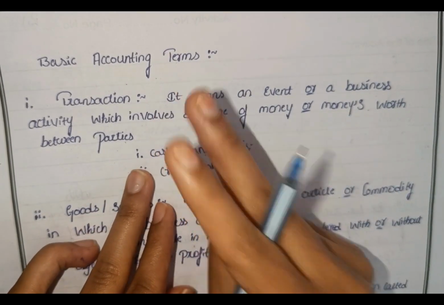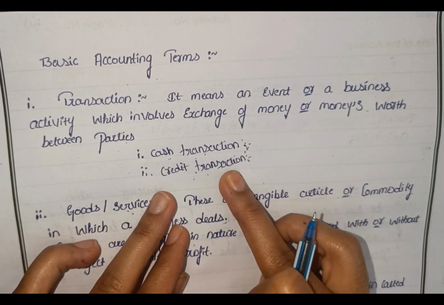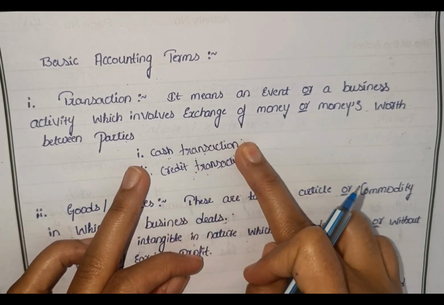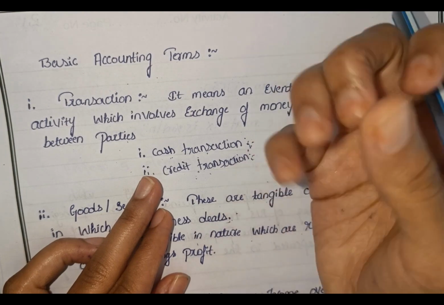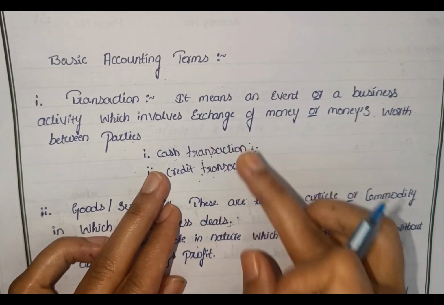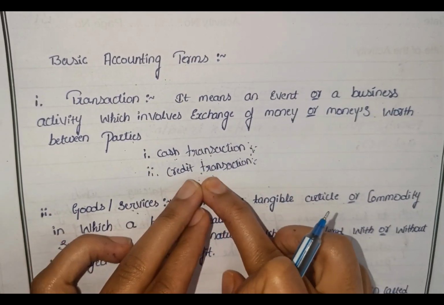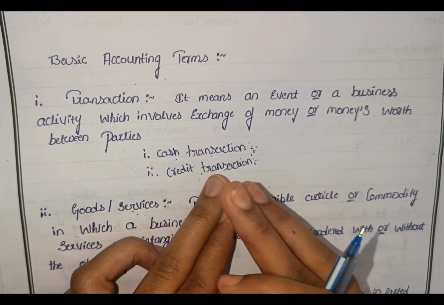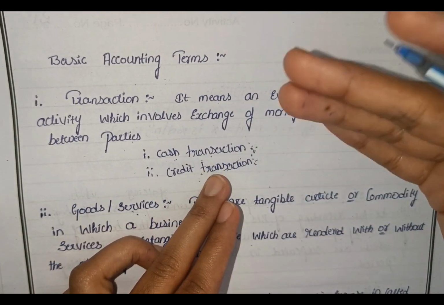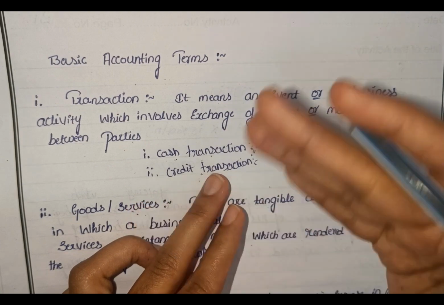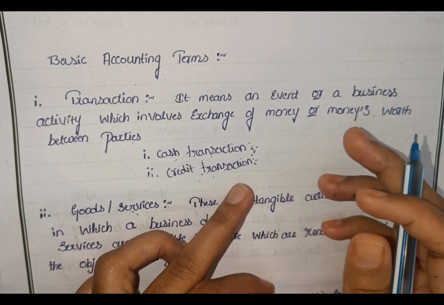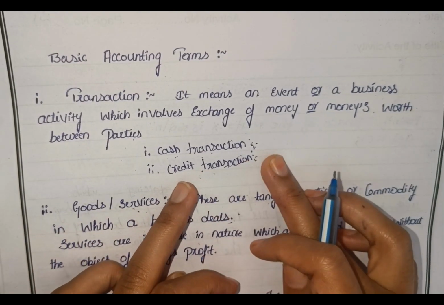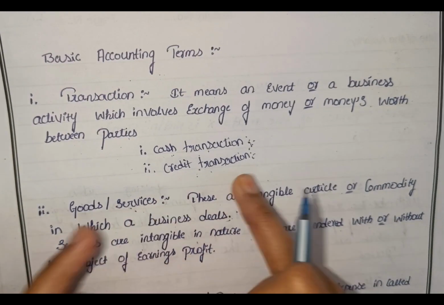There are two types of transaction. One is cash transaction, another one is credit transaction. Cash transaction means the parties settle the payment immediately after buying the goods. Credit transaction means the payment is settled on a future date, like after a month or after a year. According to their agreement, they settle their payment later, which is called a credit transaction.